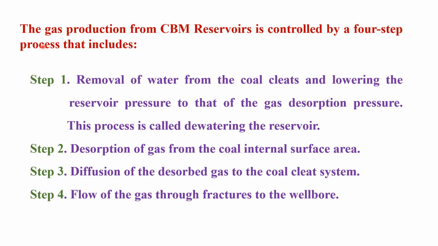The gas production from CBM reservoirs is controlled by a four-step process that includes initially dewatering the coal seam. So removal of water from the coal seams and lowering the reservoir pressure to that of gas desorption pressure. This is called the critical desorption pressure. Above this pressure, the gas from the coal seam starts producing. This process is called dewatering the reservoir.